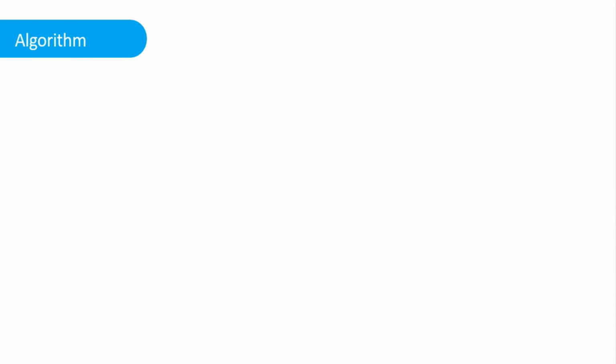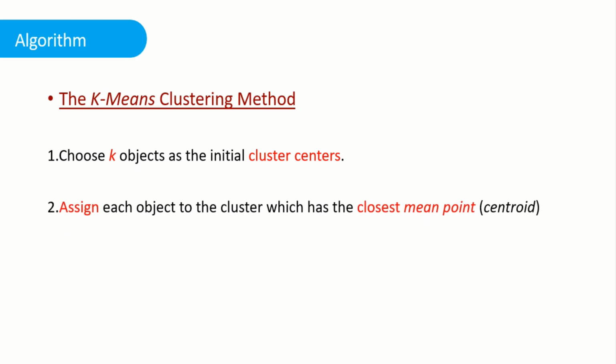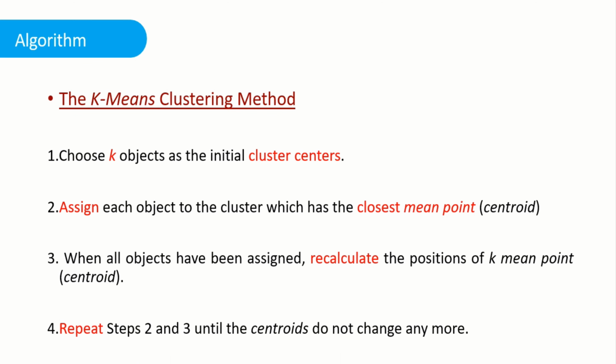So without wasting much more time, let's quickly jump into the algorithm behind K-means clustering. It's a very simple algorithm. Let's look at it step by step. First, we choose K objects as the initial cluster centers and assign each object to the cluster which has the closest mean point, which is nothing but a centroid. When all the objects have been assigned, we recalculate the positions of the K mean-point centroids. Last, we repeat steps 2 and 3 until the centroids do not change anymore.